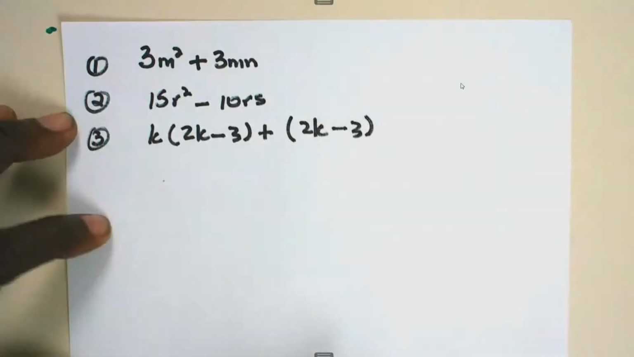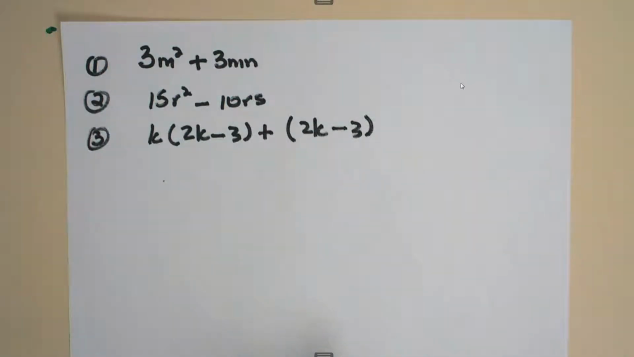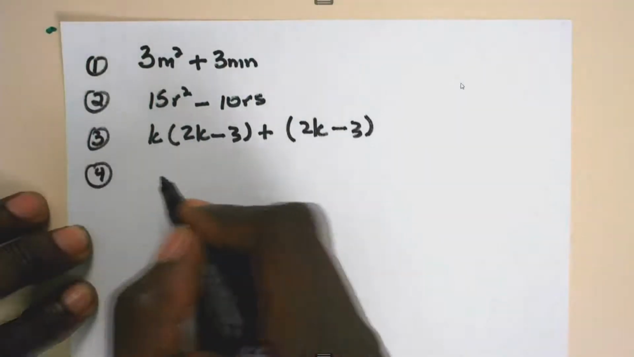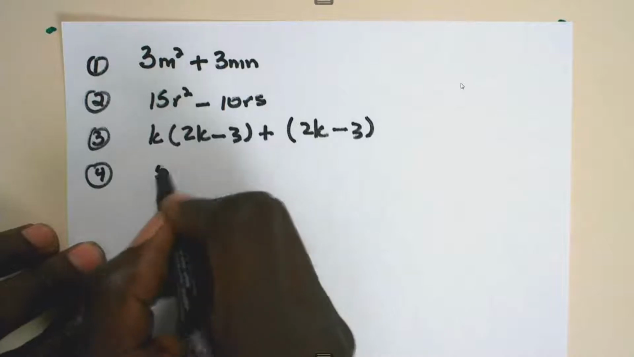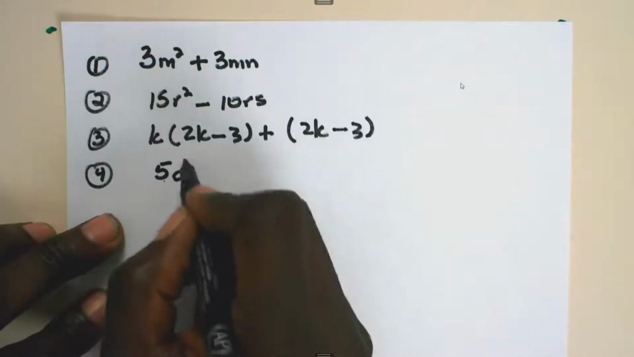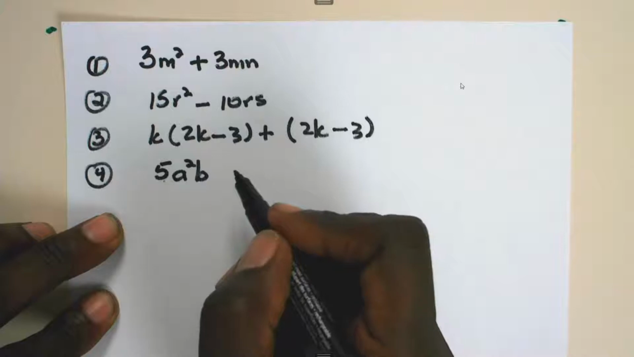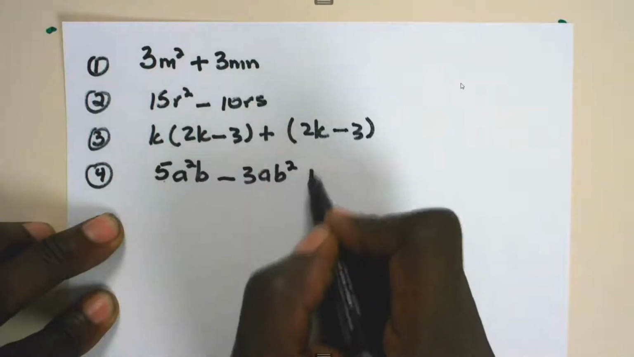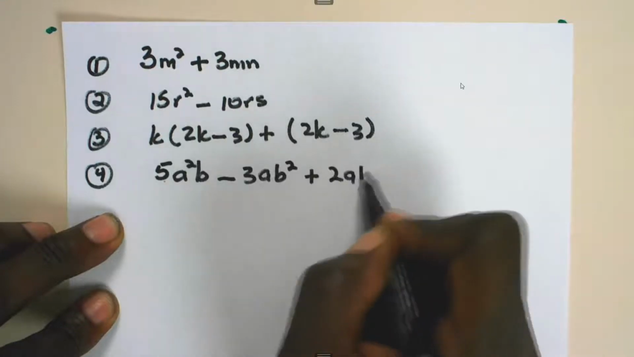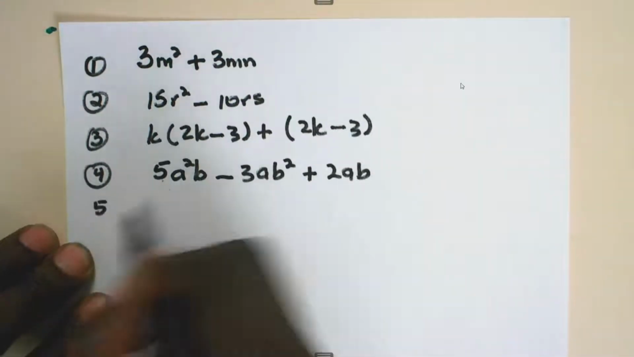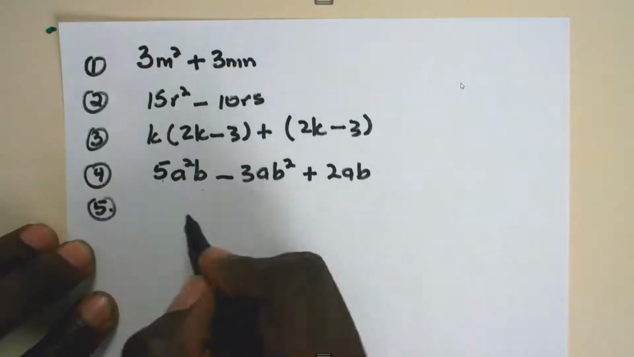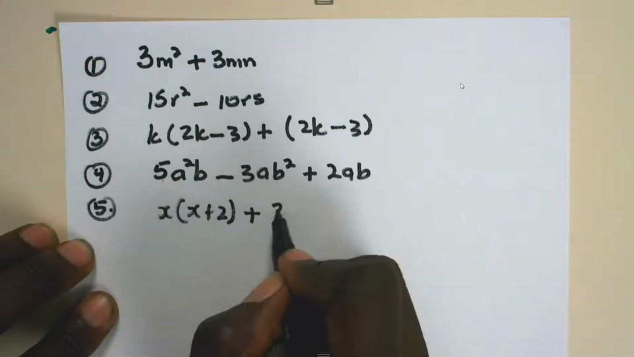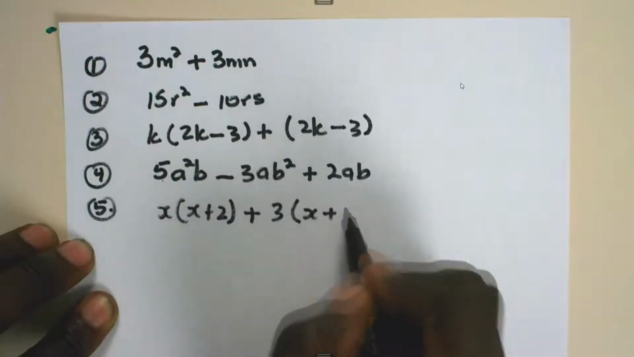We can write this on a separate paper somewhere because we're going to go through this again. Number 4, let me put it down so that by the time we come to this one, we'll do it together as well. It's 5a squared b minus 3ab squared plus 2ab. Number 5 is x into x plus 2 plus 3 into x plus 2 as well.